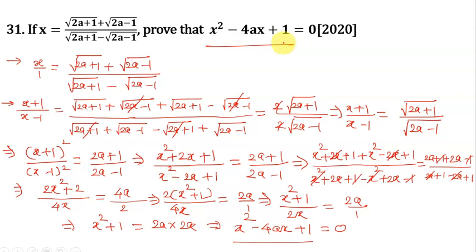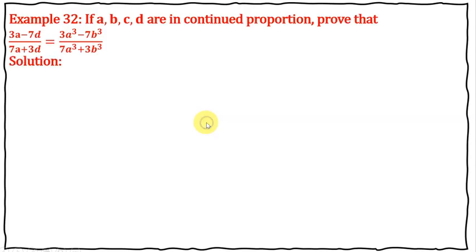Okay, now next problem, problem number 32. If a, b, c, d are in continued proportion, then prove that (3a-7d)/(7a+3d) is equal to (3a³-7b³)/(7a³+3b³). Okay, and here we observe the coefficient of a is 3 and coefficient of d is 7.